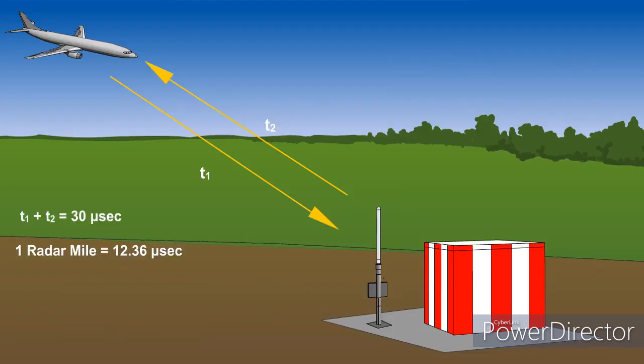A simplified way of calculating the range is based upon the fact that a radio wave takes 12.36 microseconds to travel a nautical mile in two directions, and this is known as a radar mile. So divide the time taken for the pulses to go and come back by 12.36, which gives the one-way distance.